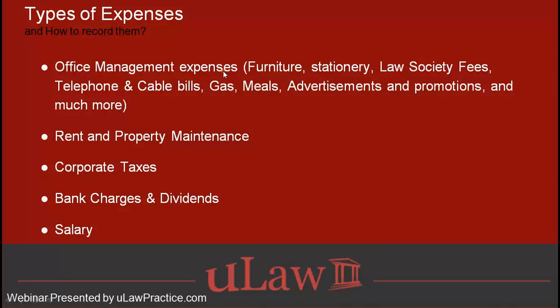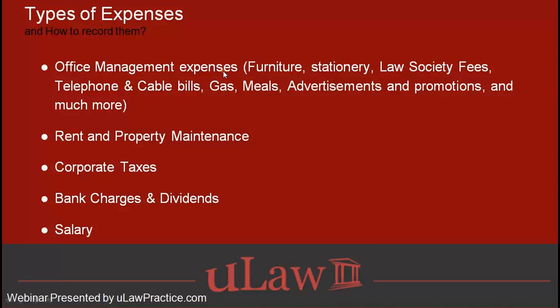Very common expenses would be phone, cable charges, internet, meals, if, let's say, you take prospective customers out, or marketing expenses, which are part of your advertisement and promotions. That could be quite a few, and we'll talk about that when we actually get into the uLaw demo. Other expenses include rent and property maintenance. So you're paying Minto a monthly rent of $1,100. That's part of your office expense.